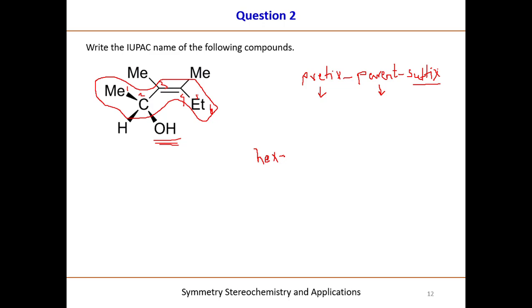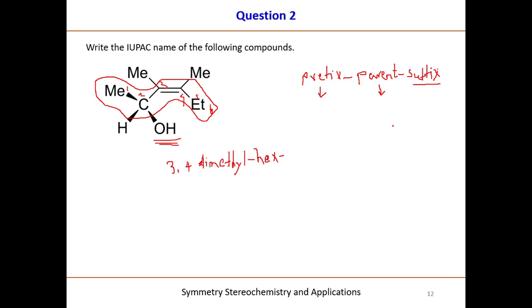Now let's talk about the substituents present on the molecule. First we are writing the prefix, that's why I have written a dash here. We have two substituents present on the molecule, both are methyl groups. So what's the position of these two methyl groups? 3, 4. So I will write here 3, 4 dimethyl, because two methyl groups are there. Correct? 3, 4 dimethyl.